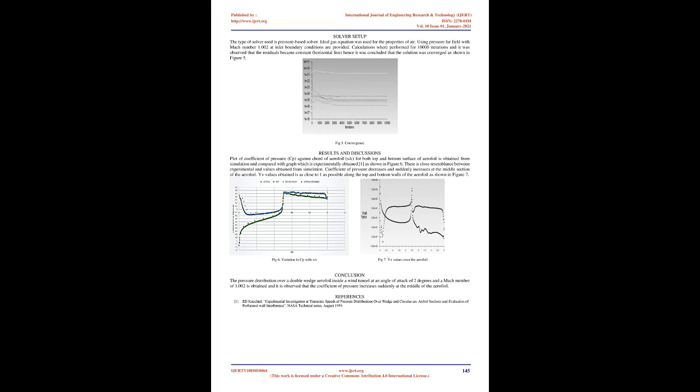Conclusion: the pressure distribution over a double wedge airfoil inside a wind tunnel at an angle of attack of 2 degrees and a Mach number of 1.002 is obtained, and it is observed that the coefficient of pressure increases suddenly at the middle of the airfoil.